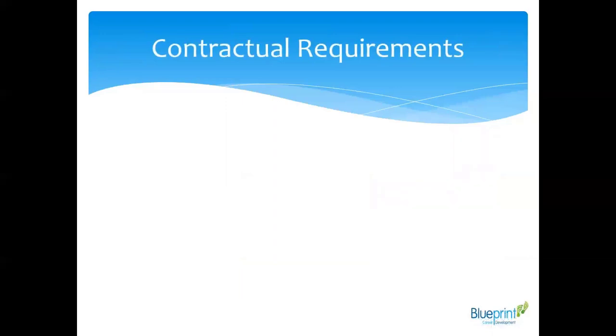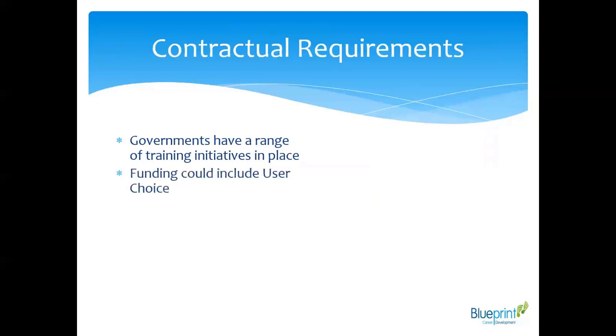With contractual arrangements, our governments, both Commonwealth and states, have a range of training initiatives in place as part of the larger employment programs, usually in the form of funding. So this funding could include user choice for apprentices and trainees. It could also include funding for Cert 3 qualifications in all states, for example, Cert 3 Guarantee in Queensland, Smart and Skilled in New South Wales, as well as other high-level skills funding and a wide variety of other funding options which vary from state to state.